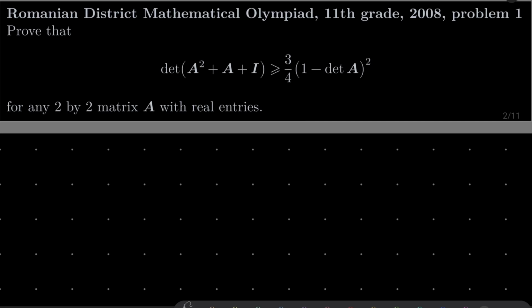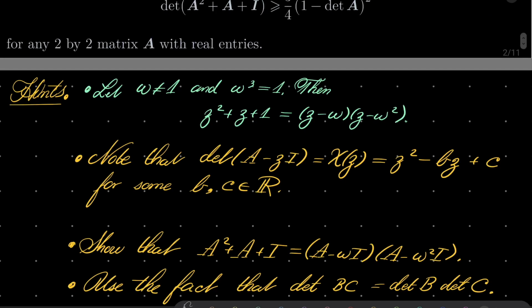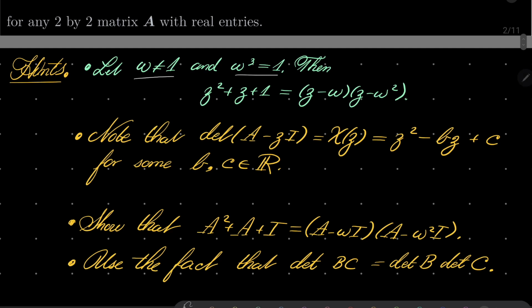Here are my hints. Although we are talking about matrices with real numbers, we will be using complex numbers. Let omega be not equal to 1 and let omega cubed be equal to 1. We know that there are two complex numbers omega which satisfy these two conditions. They are called the primitive cubic roots of unity. Notice that then z squared plus z plus 1 can be written as (z minus omega) times (z minus omega squared).